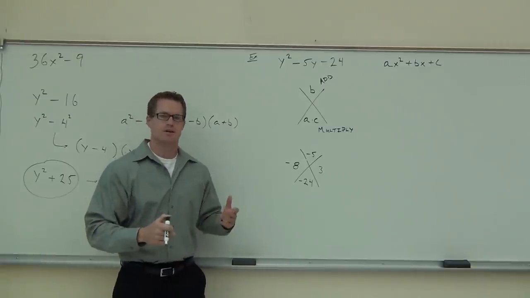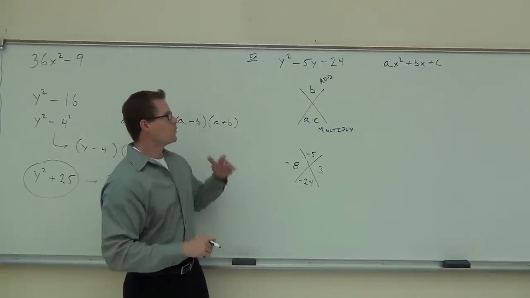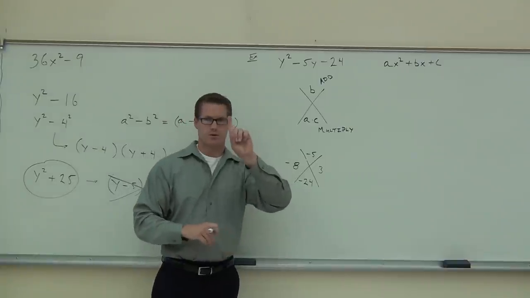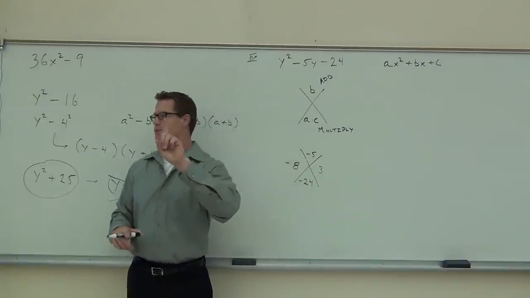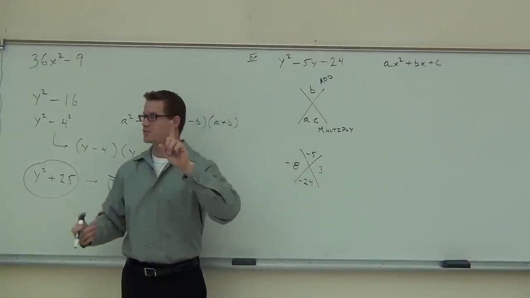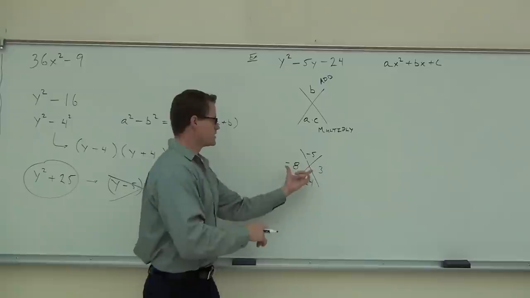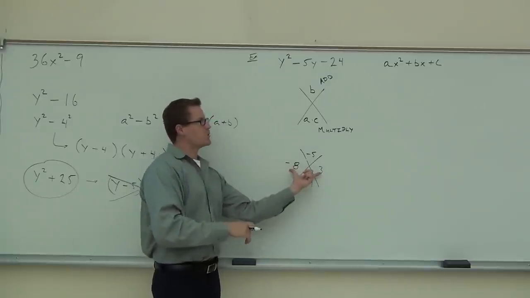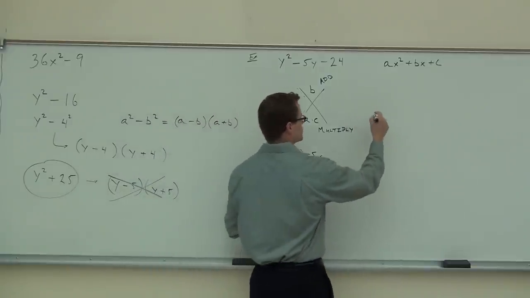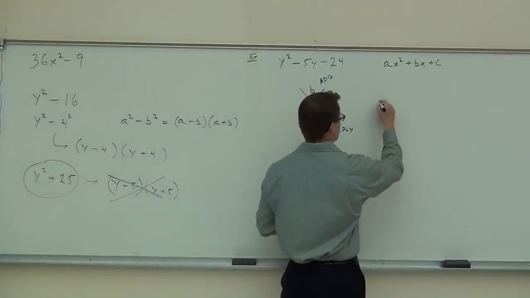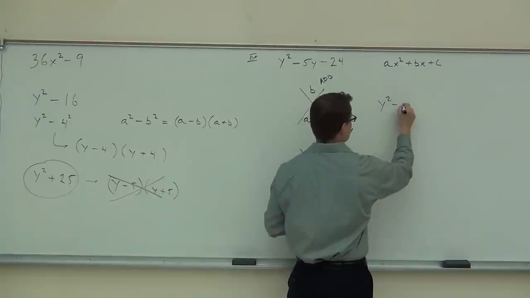Now here's what's kind of nice about it. When your A is 1, you're pretty much done with this process. This is awesome. You already factored this. You see these two numbers right here tell you what to write in the parentheses we're about to create. Remember, when we factor, we're actually creating parentheses.